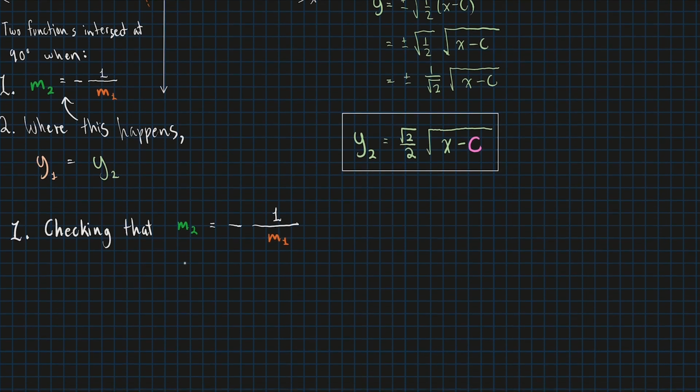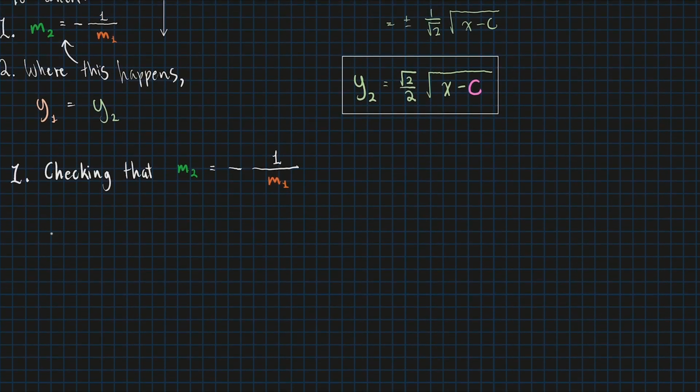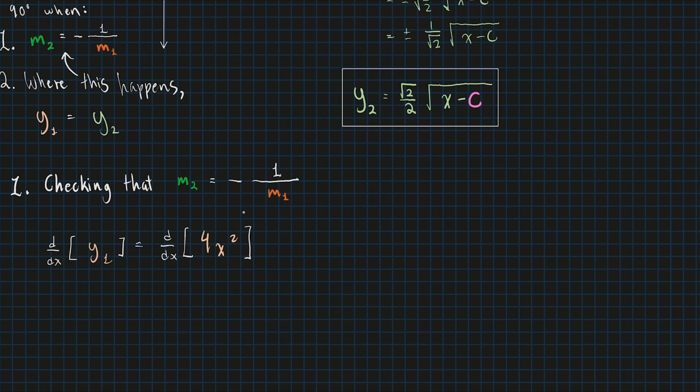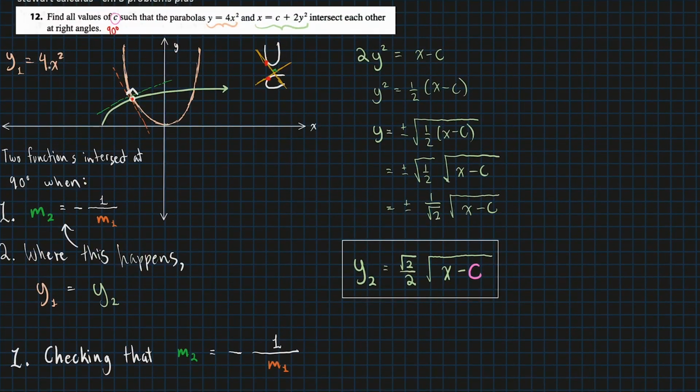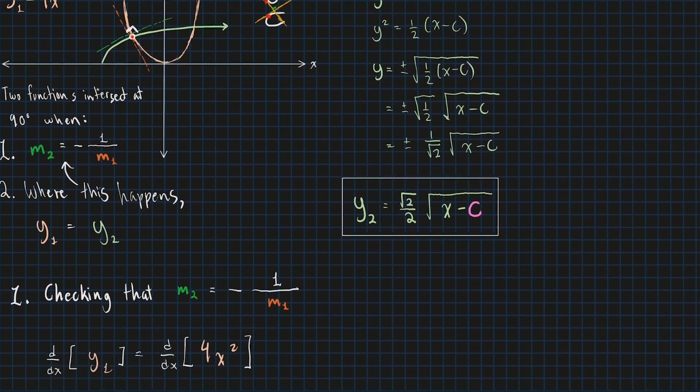So we are going to say that d over dx of y1 is equal to d over dx of 4x squared. So I'm taking the derivative of both sides of this equation. And that'll keep the equation the same, of course.